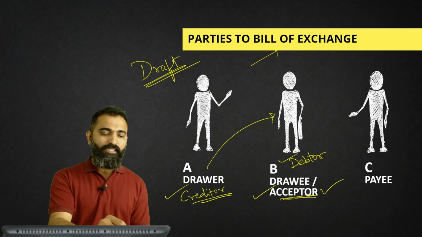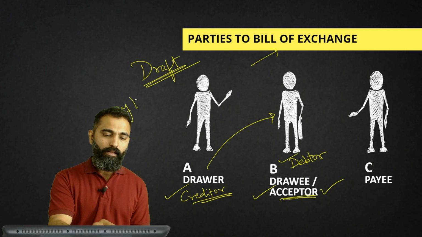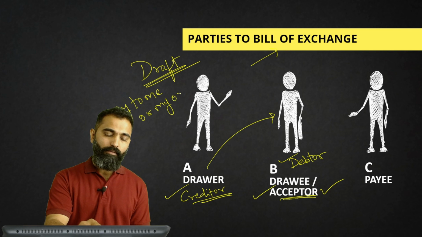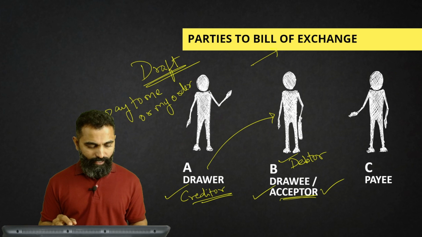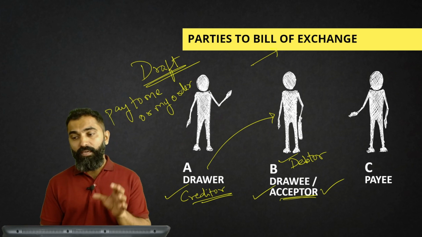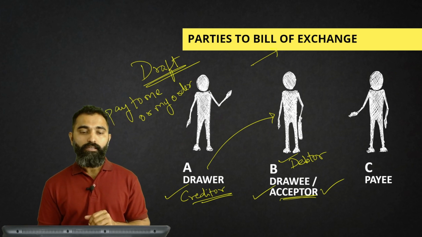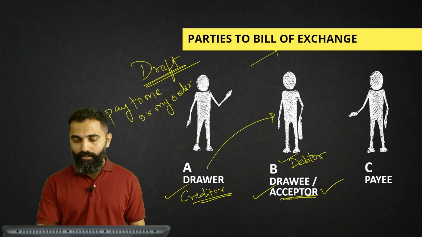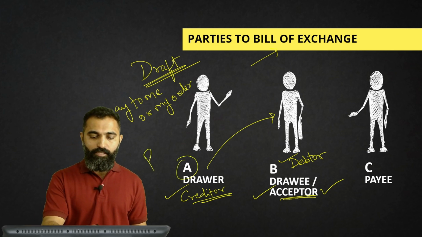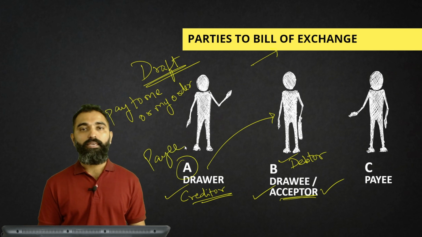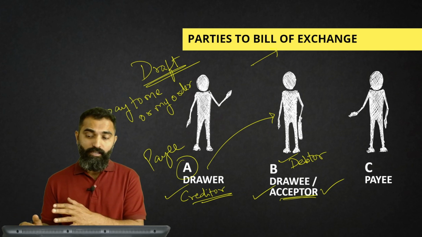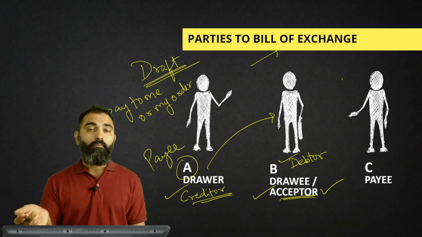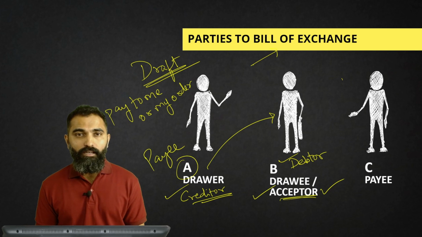What happens if A says in the bill, pay to me or my order? If in that bill of exchange, A says, pay to me or my order, then it means that A himself is the payee. कोई third person नहीं, there is no third person, there is no C here, but A himself becomes the payee. Am I clear to you?